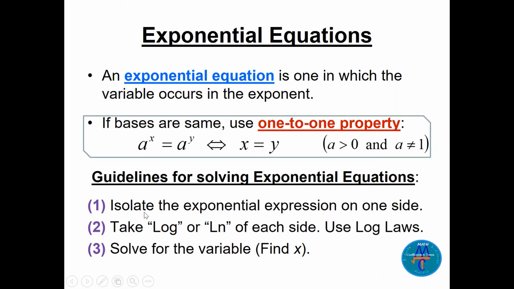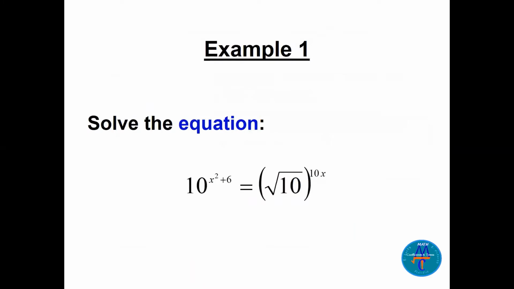Now the guidelines. If we have an exponential equation, we can isolate the exponential expression on one side. Then we take log or ln of each side. We use the laws of logarithms, and then we solve for the variable, which is x or t or whatever variable is in the equation.